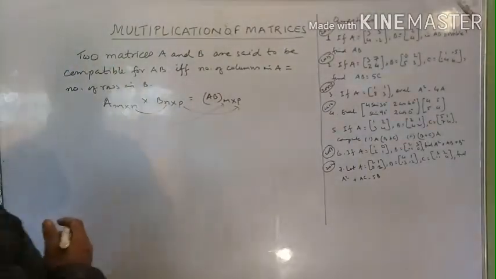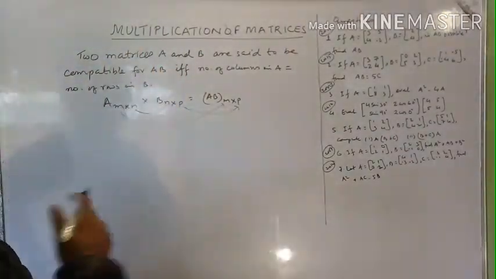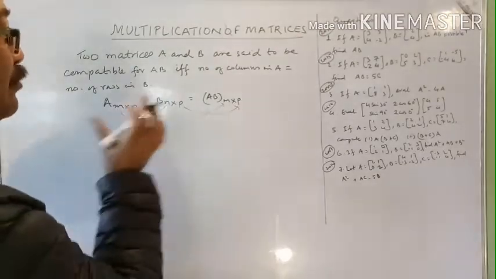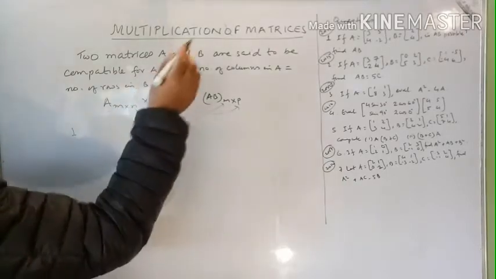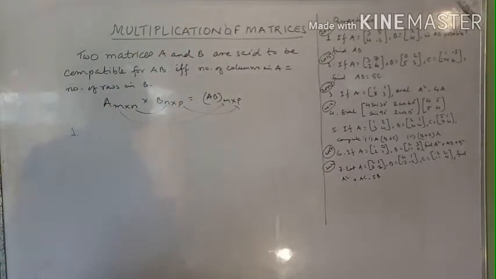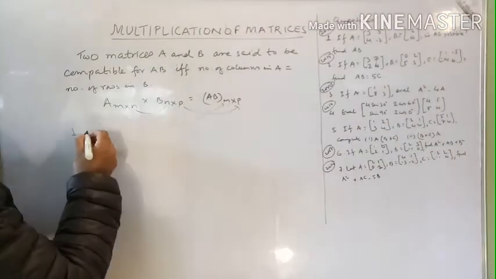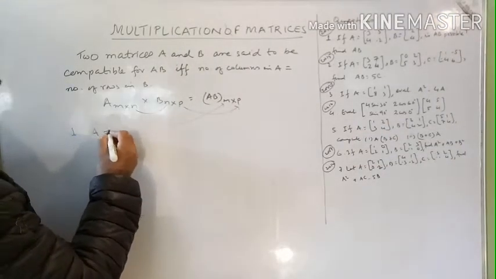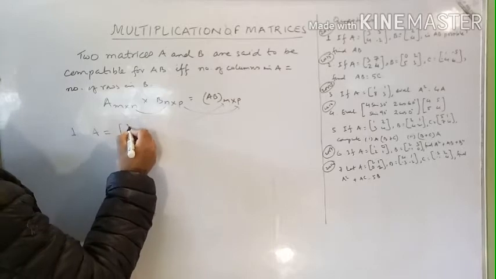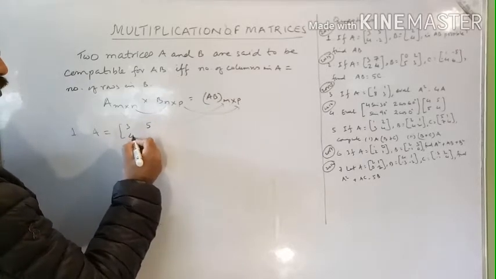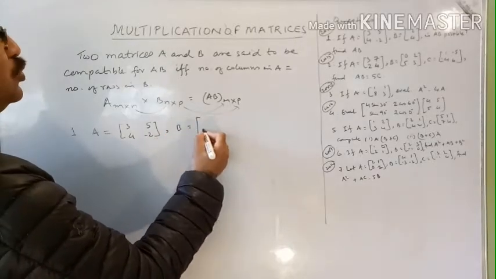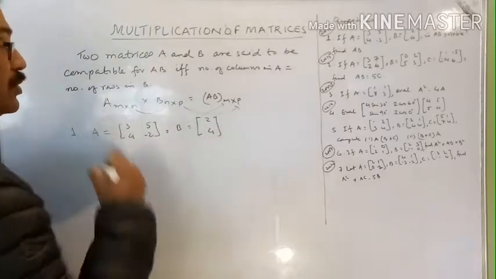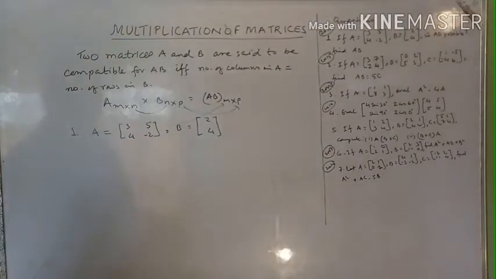So we'll take example 1, question number 1, and see how we can multiply two matrices. Actually this question came in ICSE 2011. Given A is equal to 3, 5, 4, minus 2 and B is equal to 2, 4. Now the question says, is the product AB possible?